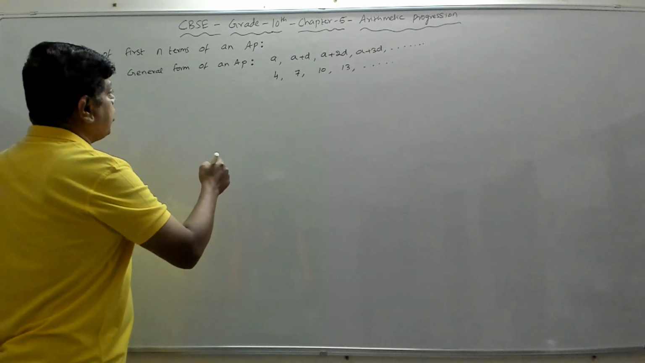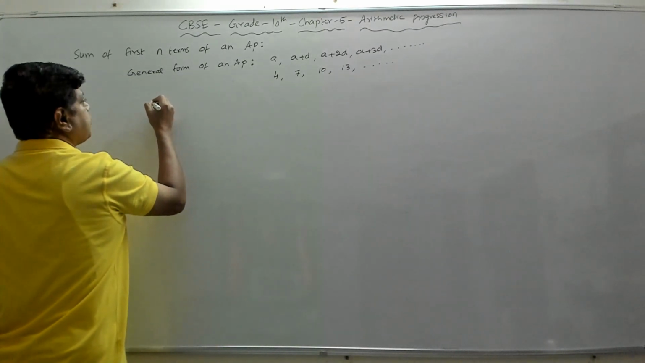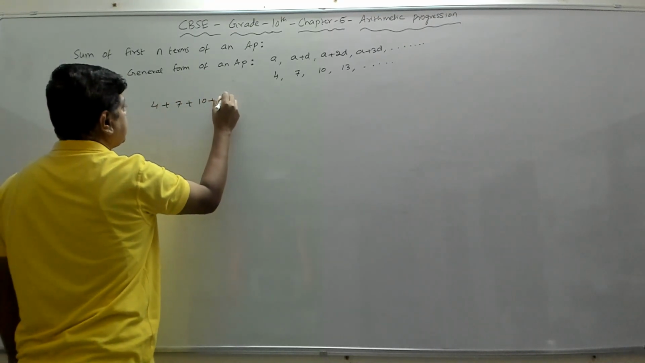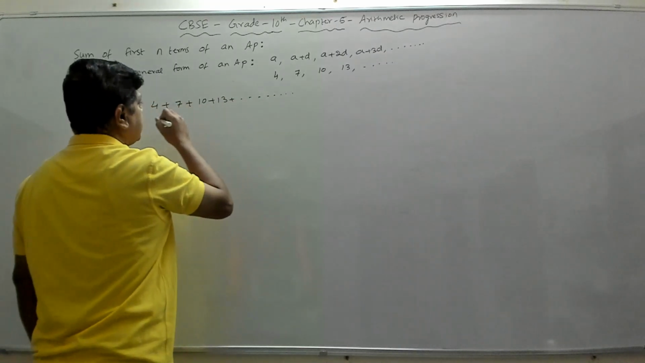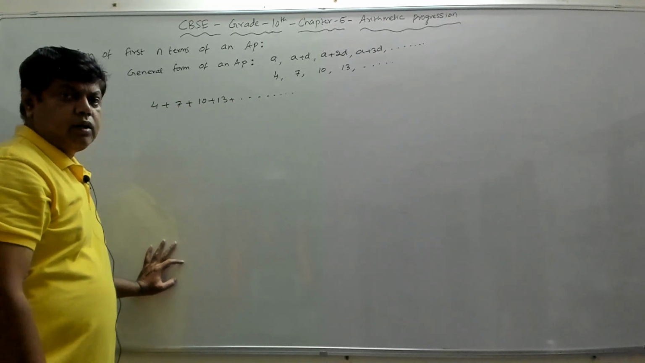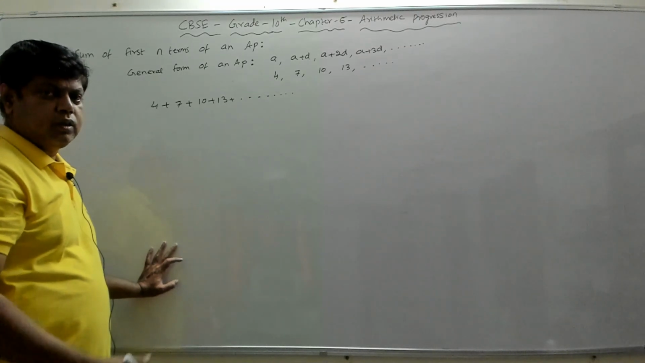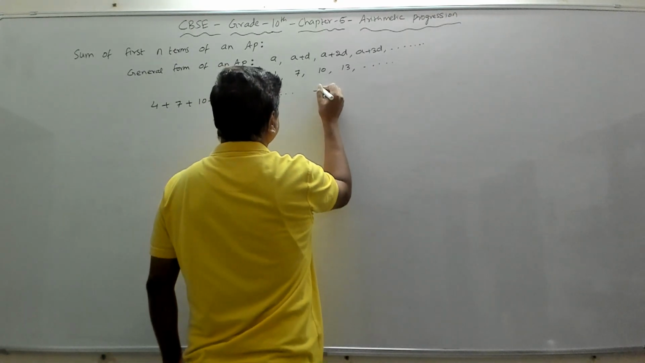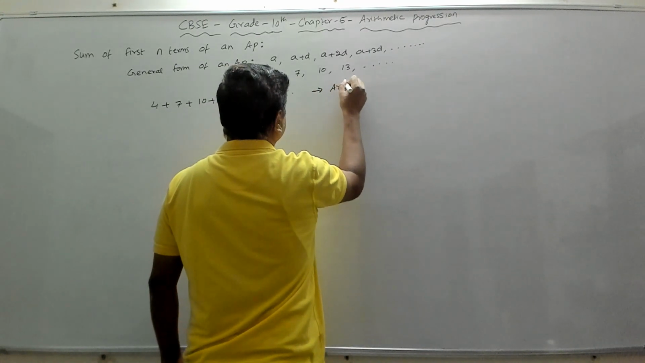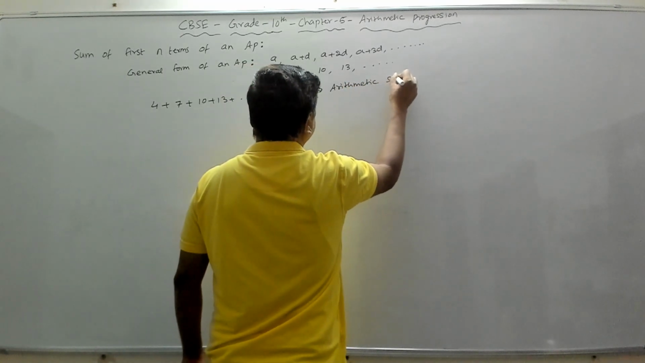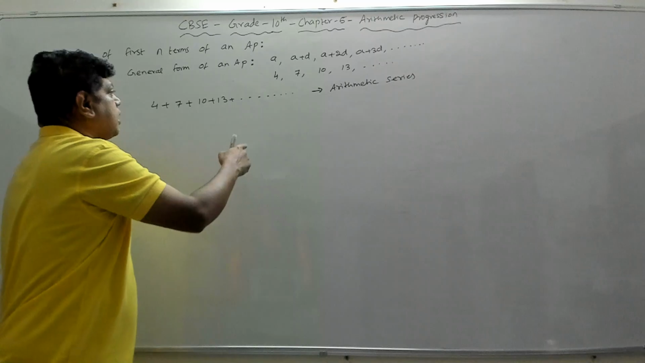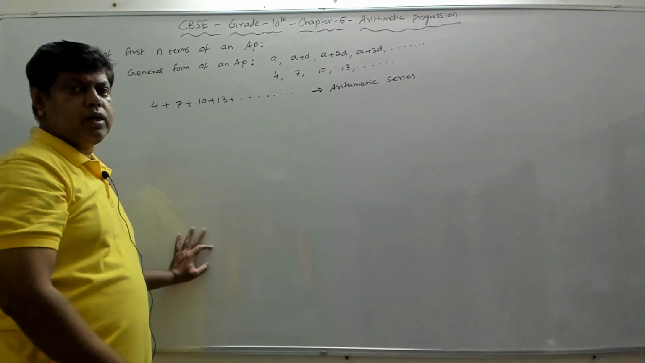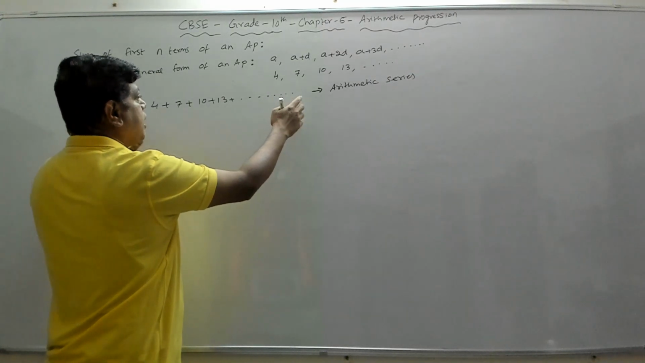Now suppose I want to sum these numbers, suppose I want to do 4 plus 7 plus 10 plus 13 plus and so on. Here we are summing up some number of terms of an AP, and in this case this is called an arithmetic series. We call this a series when the commas are replaced by plus. When you are doing the addition of the terms of an AP, then this is called an arithmetic series.